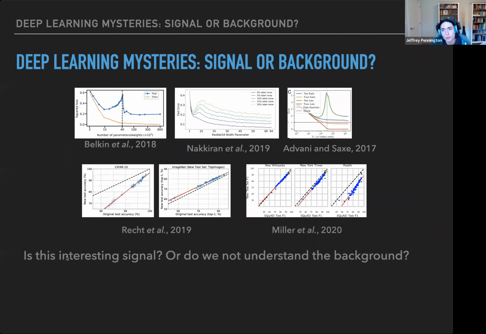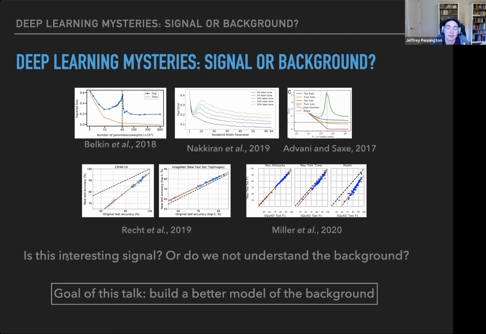So these are two categories of mysteries, so to speak, that have been prevalent in the deep learning literature in the last several years. There are, of course, way more, but I just wanted to give two concrete examples, and two examples that I think are amenable to study. And I'd just like to ask the question about, is this actually interesting? And the argument I'm going to try to make, not to give away the punchline, is no. It's just that we don't understand the backgrounds.